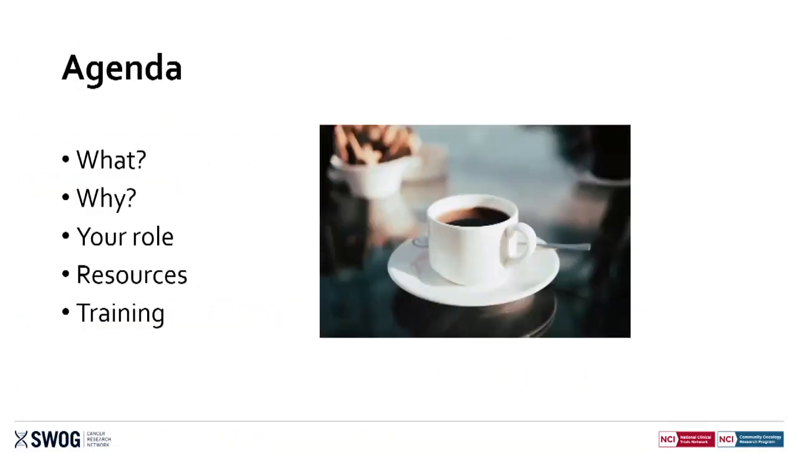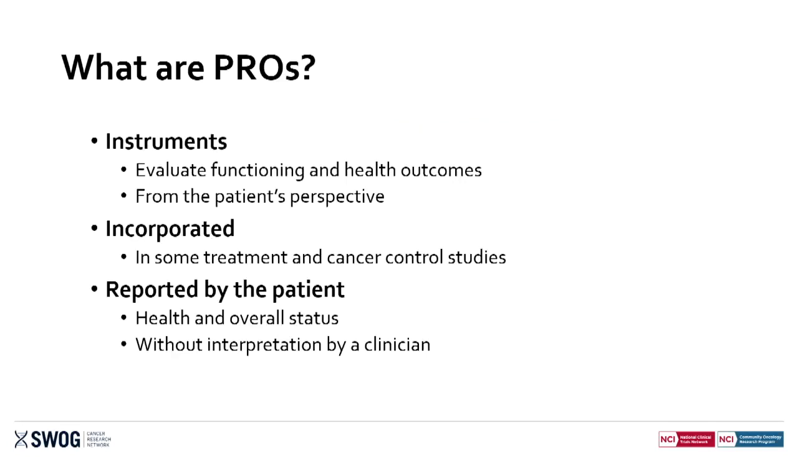Today is just going to be a very brief overview of the what, the why, your role, and resources and training available to you for patient-reported outcome reporting. Patient-reported outcomes are instruments that evaluate the functioning and health outcomes from a patient's perspective. They're incorporated and included in some treatment studies and most cancer control and prevention studies evaluating new treatments for interventions and treatments. I already mentioned that. They're reported by the patient and they evaluate the health and overall status without interpretation by a clinician.